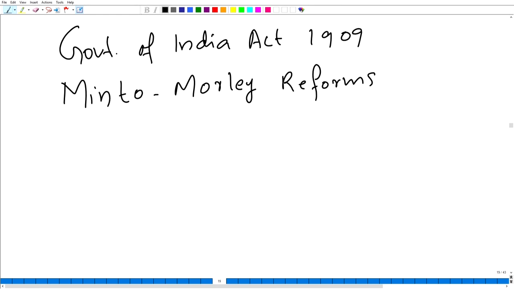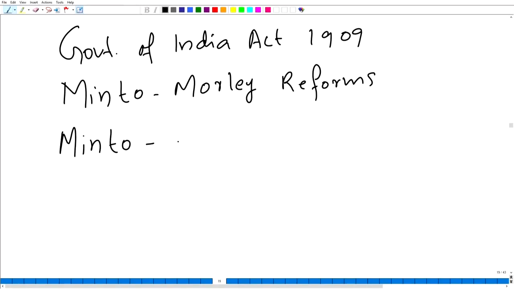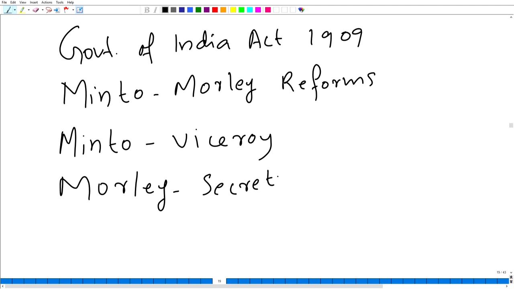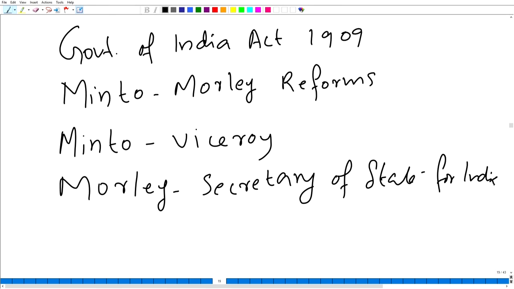During the passage of the Government of India Act, Minto was the Viceroy and Morley was the Secretary of State for India. That is why the Government of India Act 1909 came to be known as the Minto-Morley reforms.